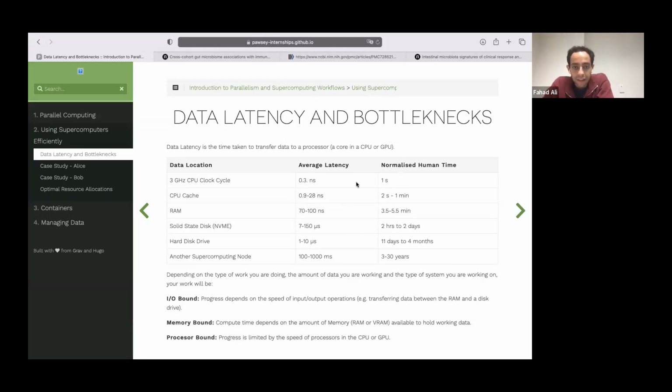Here we have, if your internal CPU latency was 1 second, this is what these tasks would look like in comparison. So if your brain runs at a frequency of like 1 thought per second, let's say, then transferring data to your equivalent of a supercomputing node will take 3 to 30 years. Okay? So this is kind of what we're getting at. These numbers are very, very small to you, but on the scale of the PC, 1 second compared to 3 to 30 years, that's kind of what we're looking at.